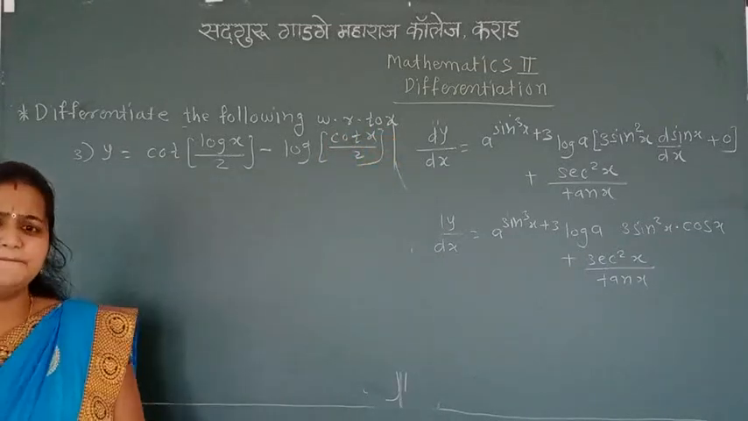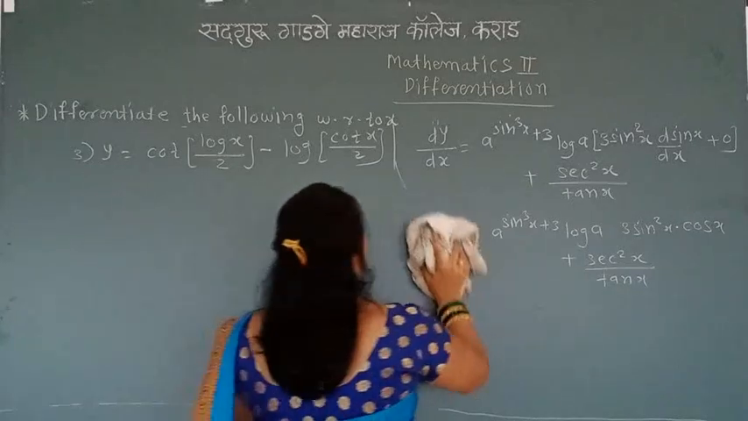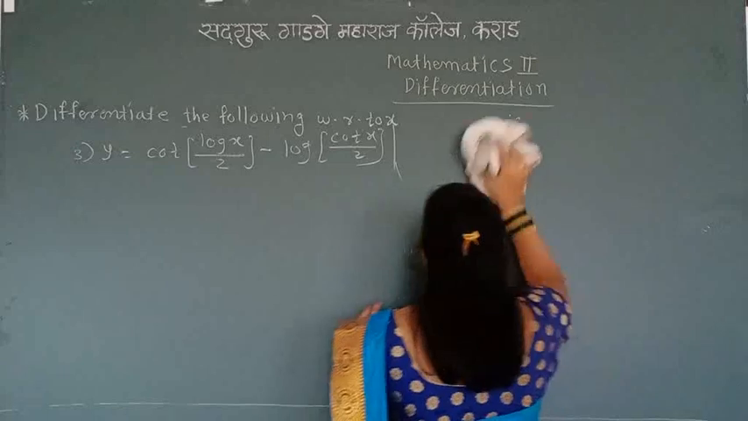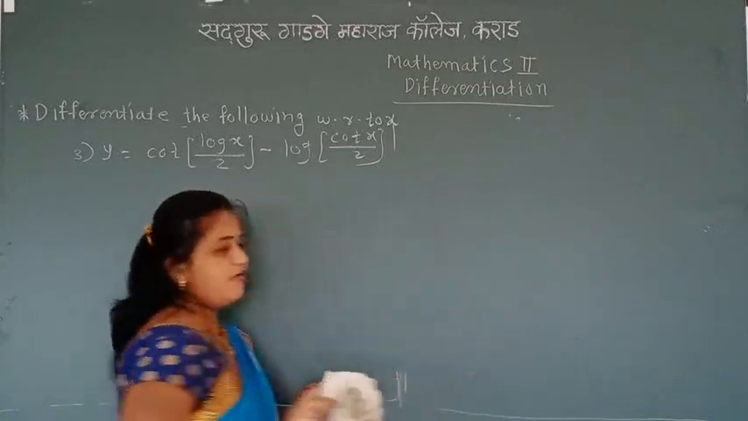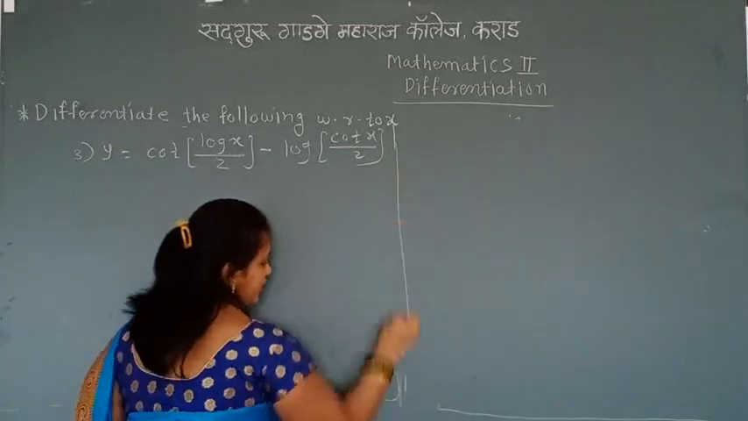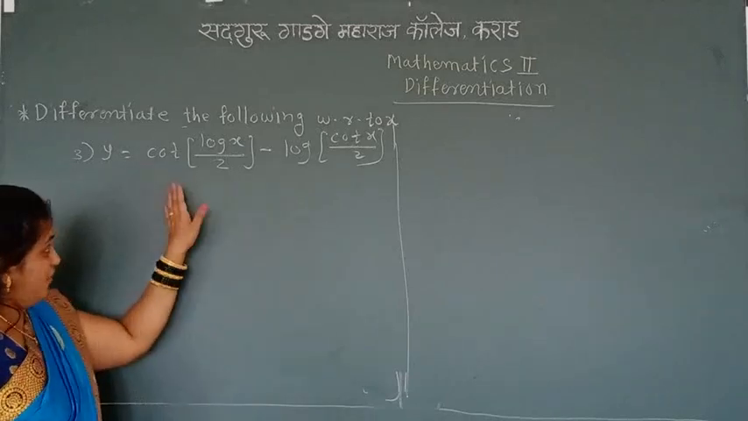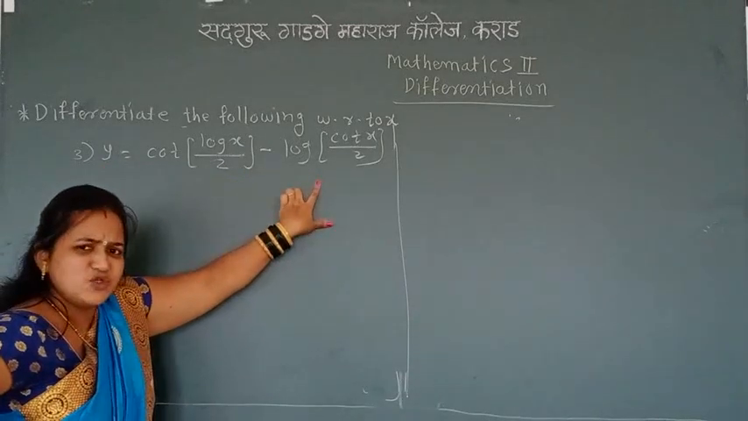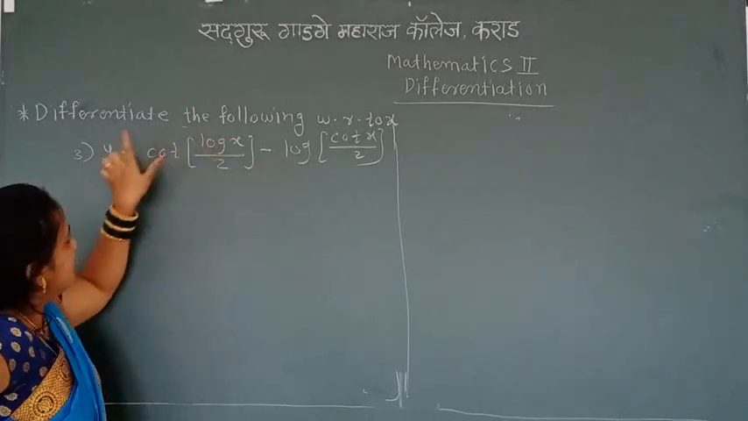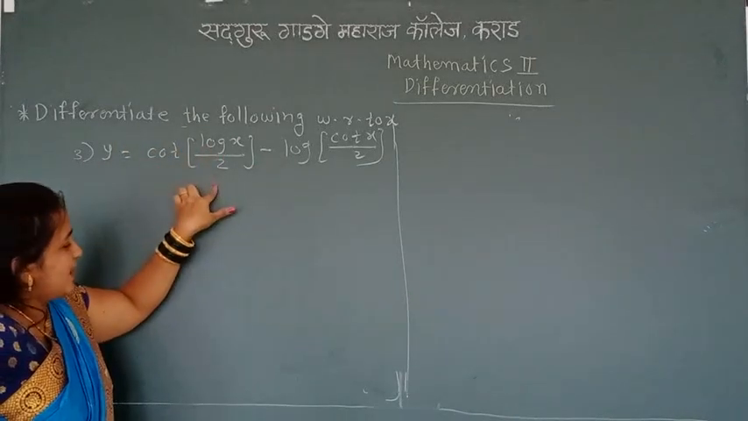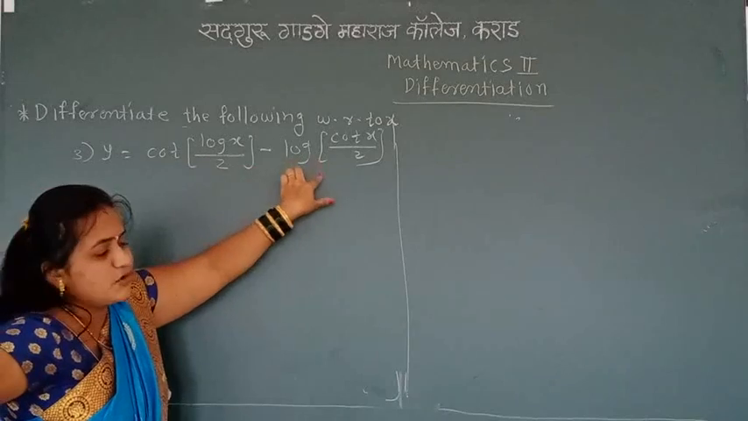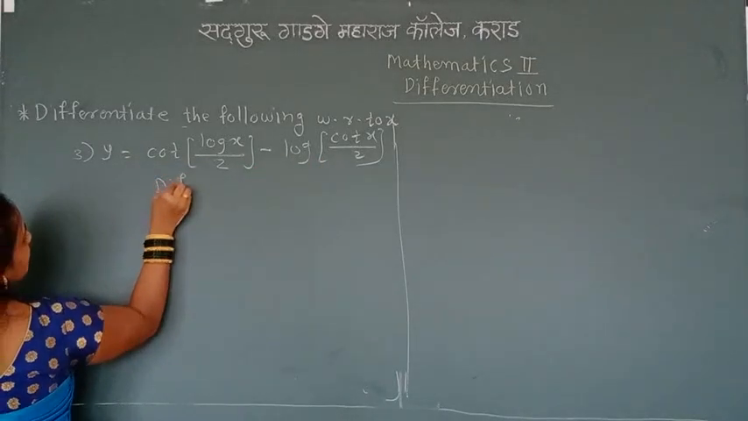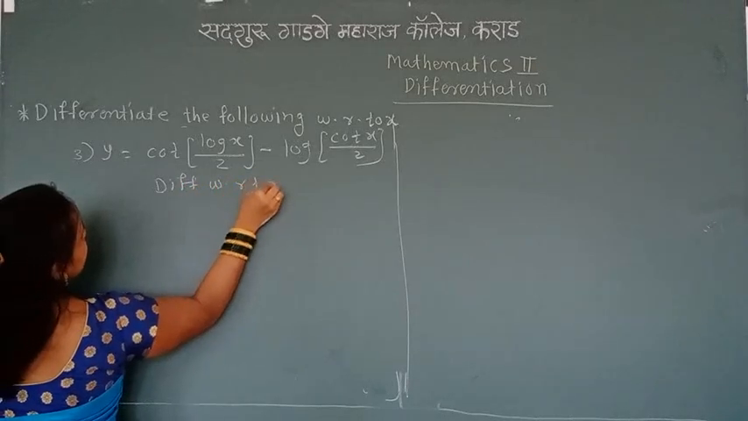Okay, my third example is y is equal to cot(log x/2) minus log(cot x/2). So this is of the form y is equal to u minus v. So we can use the rules of differentiation: derivative of u with respect to x minus derivative of v with respect to x. So differentiate with respect to x.